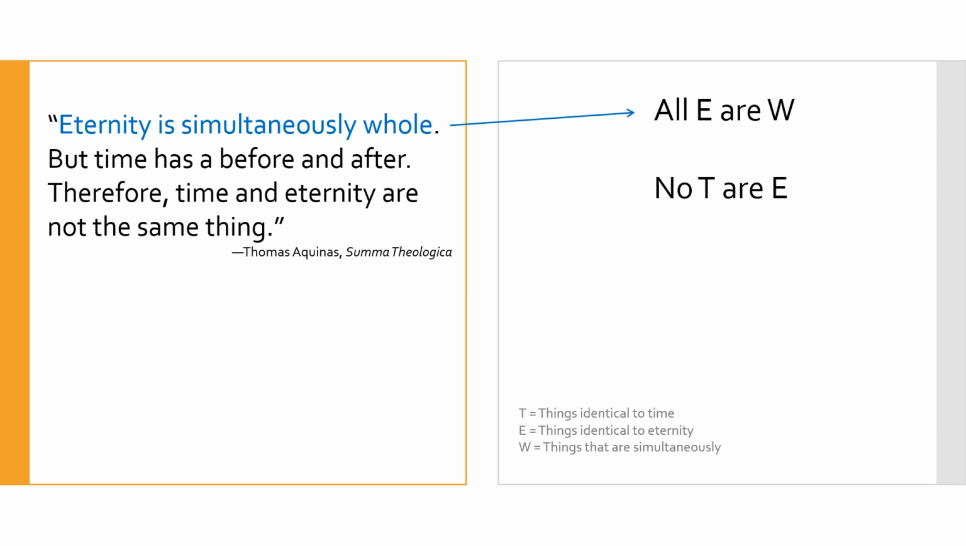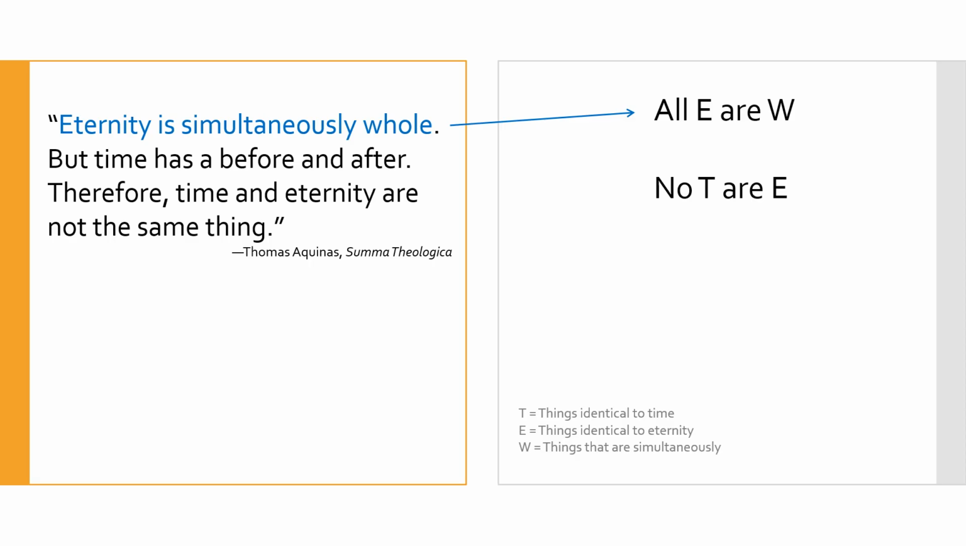Notice the second premise says time has a before and after, and that's pretty vague and ambiguous, whereas the first premise says eternity is simultaneously whole. We already have a pretty clear structure of a categorical relation between eternity on one side and things that are simultaneously whole on the other. So at this point, we just need to translate.